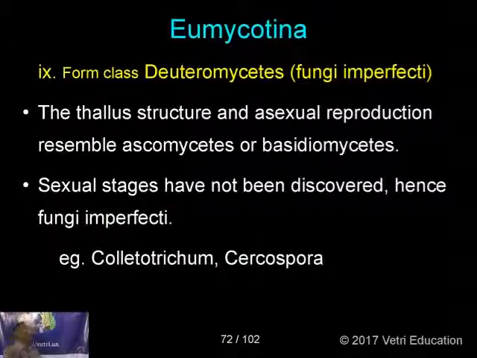The next class, I told you already, is Fungi imperfecti. Here the thallus structure and asexual reproduction resemble Ascomycetes or Basidiomycetes. That is, some forms resemble Ascomycetes fungi, and some resemble Basidiomycetes. Here the sexual stages have not been discovered. There is no sexual reproduction; they carry only asexual reproduction. So they are called Fungi imperfecti. Example, Colletotrichum and Cercospora. These fungi also cause diseases.